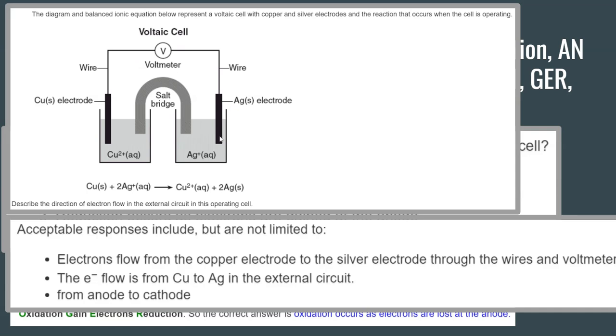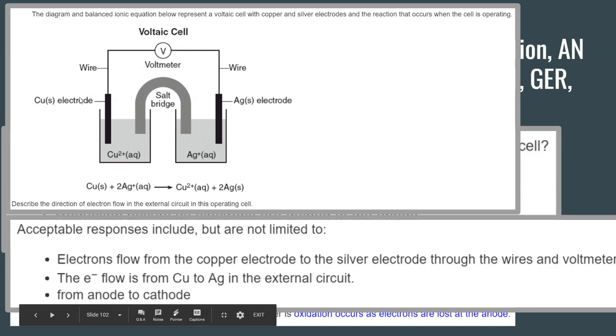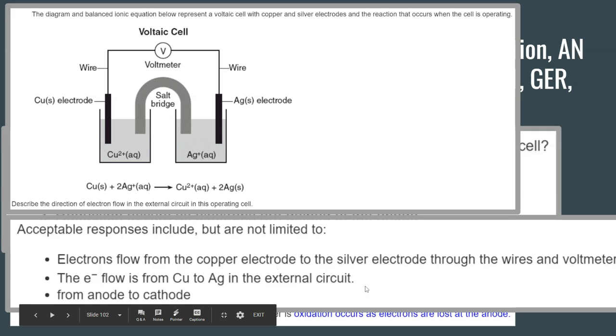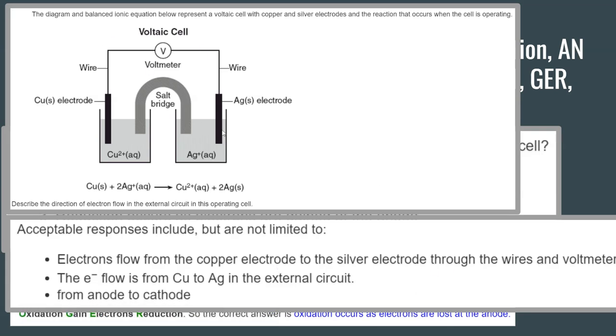So we could just simply say that the electrons are flowing from the copper electrode. If you don't want to name the anode and the cathode, you could say the electrons are flowing from the copper electrode to the silver electrode through the wires and the voltmeter. Or you could say that the electron flow is flowing from copper to silver in the external circuit. Or you could just simply state from the anode to the cathode. And this is always true of the voltaic cell.